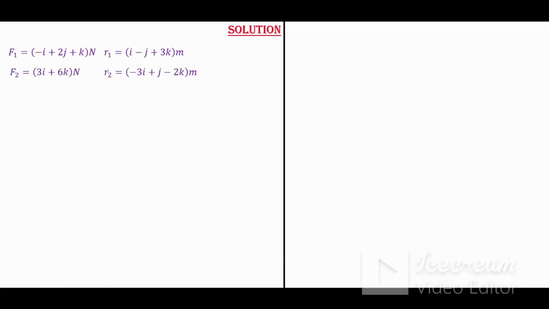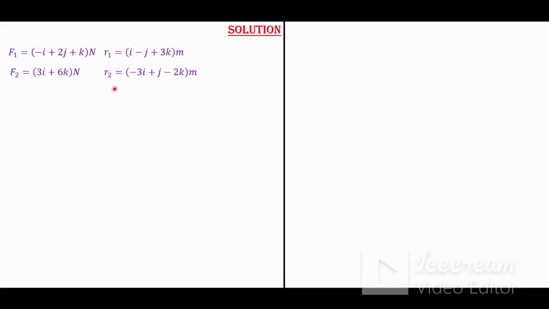Let us then move into the solution of this question. We are going to start by solving question 6 Roman 1. We are given a force F1 equals negative i plus 2j plus k Newton, and this force F1 acts through a point having position vector r1 equals i minus j plus 3k meters. We also have a force F2 which acts through a point with position vector r2 equals negative 3i plus j minus 2k meters.